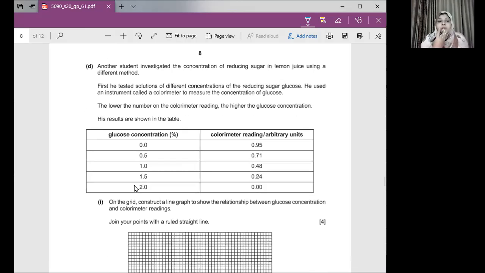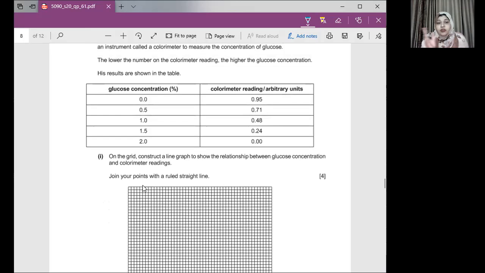Okay, D part: another student investigated the concentration of reducing sugar in lemon juice using a different method. First, he tested solutions of different concentrations of the reducing sugar glucose. He used an instrument called a colorimeter to measure the concentration of glucose. The lower the number on the colorimeter reading, the higher the glucose concentration. His results are shown in the table, glucose concentration and colorimeter reading in arbitrary units. On the grid, construct a line graph to show the relationship between glucose concentration and the colorimeter reading. Join your points with a ruled straight line. I will come to this point later.